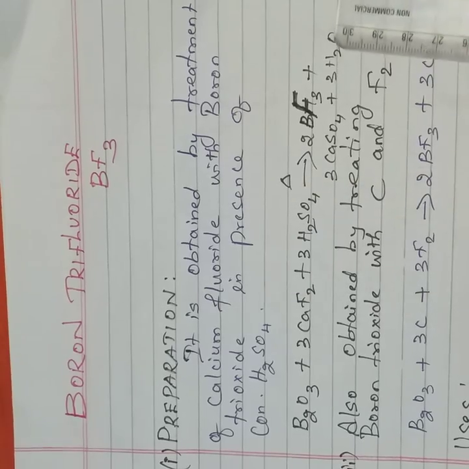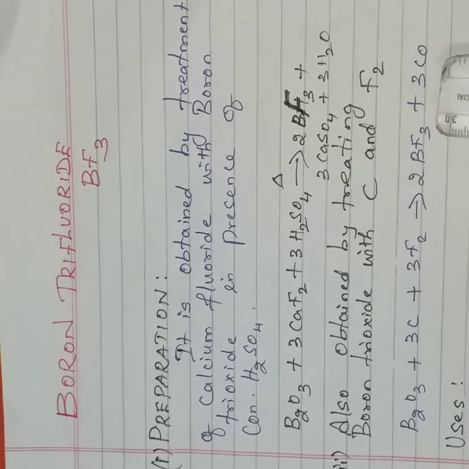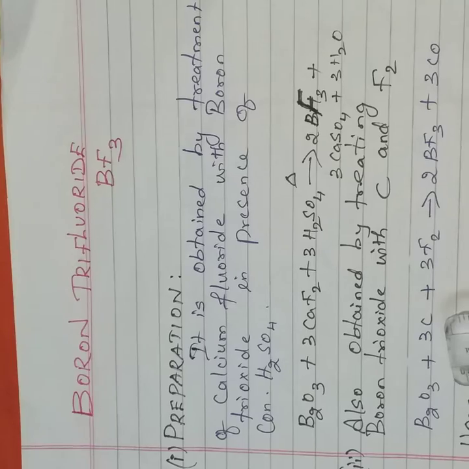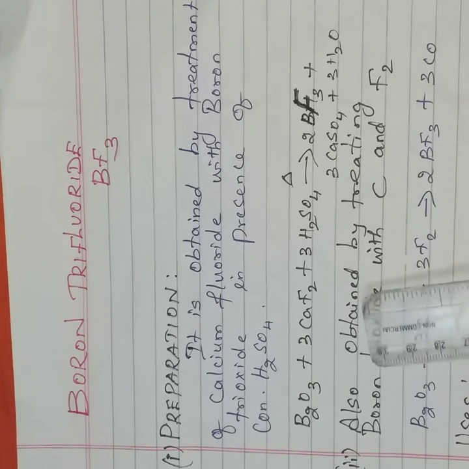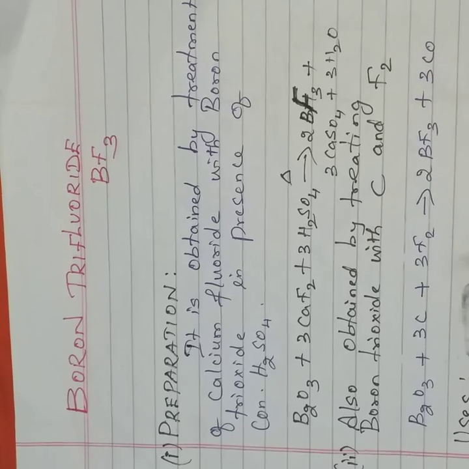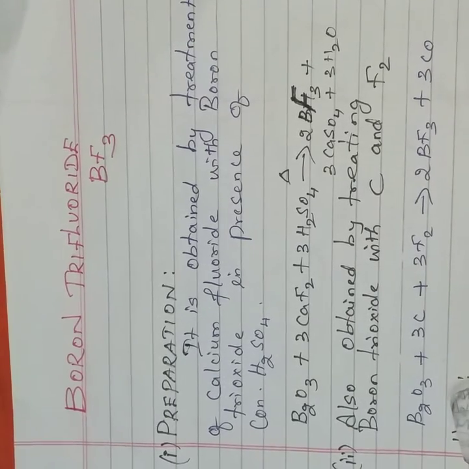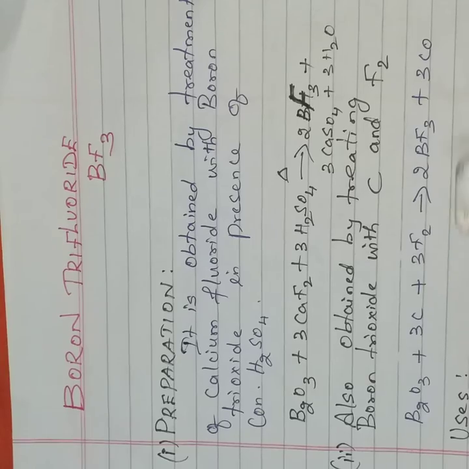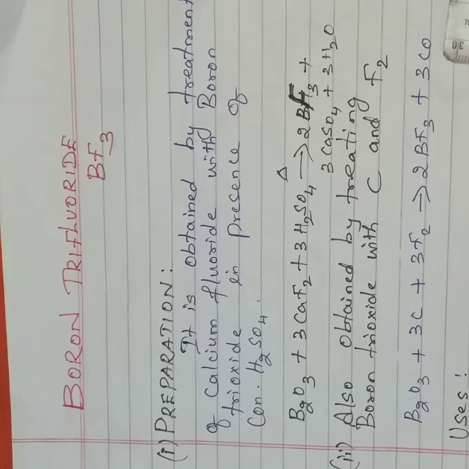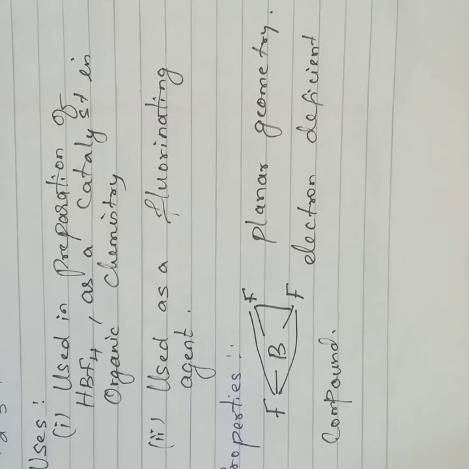So this is the first preparation, and boron trifluoride can also be prepared by treating boron trioxide with carbon and fluorine. So B2O3 plus 3 carbon, that is carbon or coke we can say, with the fluorine, it forms BF3 and carbon monoxide is liberated.